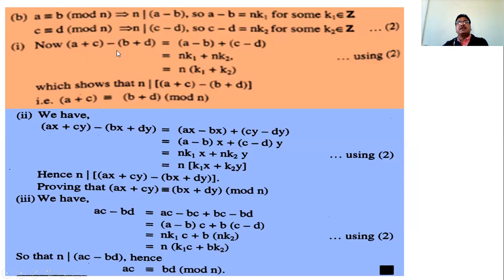So after the effect of the negative sign, what do we have? (a minus b) plus (c minus d). And the value of a minus b is what? n k1. The value of c minus d is n k2, by using this equation. Then we take n as common. What we have is k1 plus k2. k1 and k2 are integers, and the addition of two integers is an integer. Therefore, k1 plus k2 is an integer. This implies that (a plus c) minus (b plus d) is expressed in the form n into some integer, which implies n divides (a plus c) minus (b plus d). And therefore, a plus c is congruent to b plus d modulo n, by using the definition of the congruence relation.